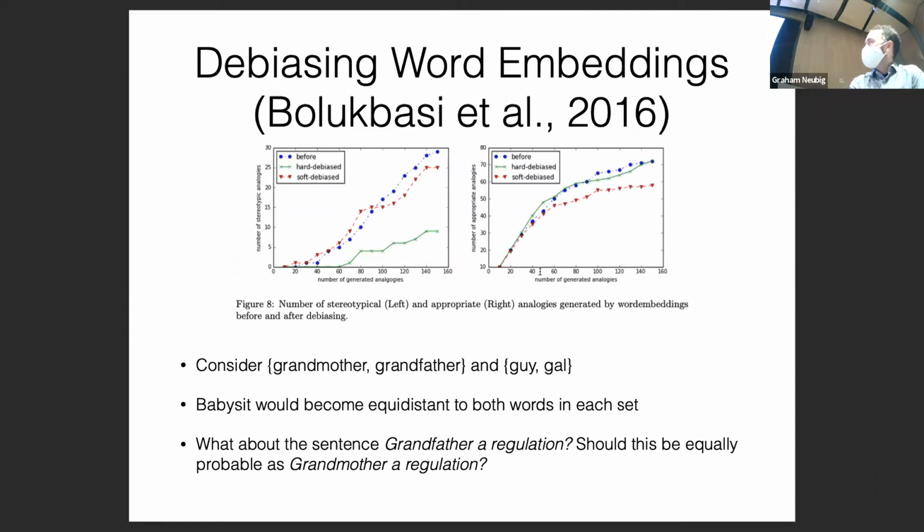So they demonstrate that you're able to remove or reduce bias to some extent. However, there are issues like what if you have something that is really only used in a single way, like grandfather or regulation? This is a set term in English. Should this be equally probable as grandmother or regulation? Maybe so, maybe not. It depends on your application.